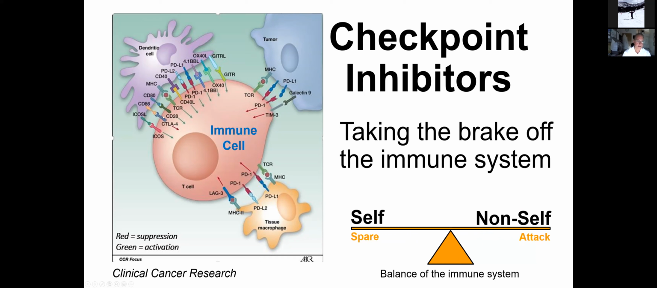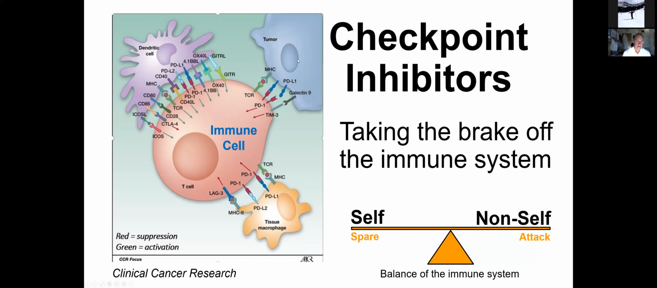CTLA-4 is another one, a very important pathway. So there are drugs that have been approved for these. And then there's a lot of interest in these other ones. We have drugs looking at TIM3, OX40, and here's this PD-1, PD-L1 again. You can see all of these important signaling pathways. We also have LAG-3 drugs that are trying to get this immune system to kill the tumor.